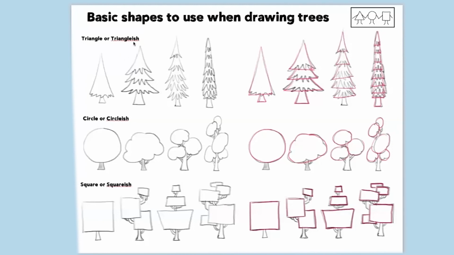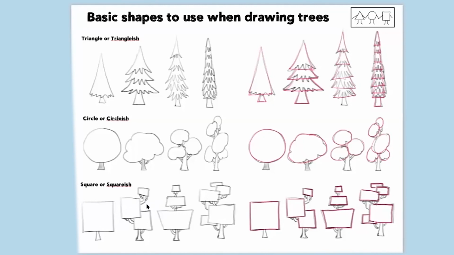I love the word whenever there's an "ish." So triangle and an "ish." So it's kind of like a triangle. You can see that some of these are definitely triangles, but some of them are triangle-ish. And you can see that these are different types of trees. These are mainly pine trees here. And then you also have circle trees. See, that's a circle. And then these get more circle-ish as we move to the right.